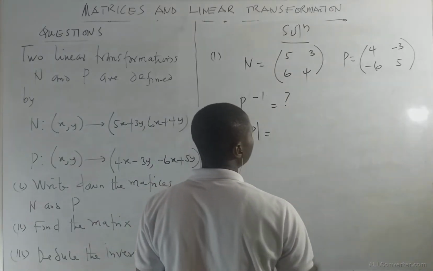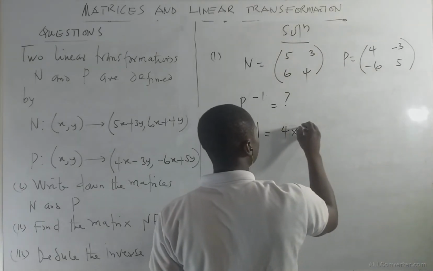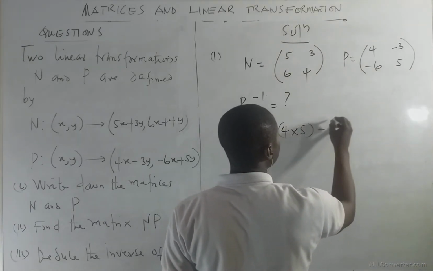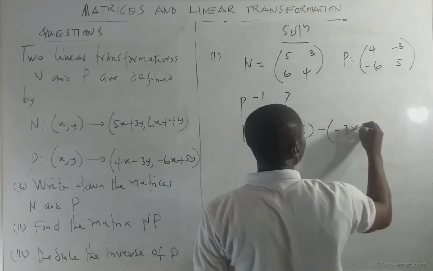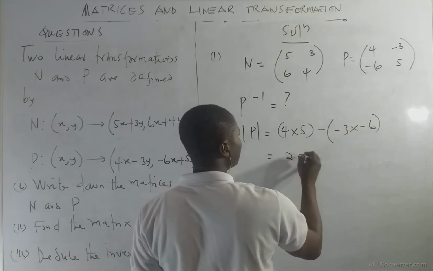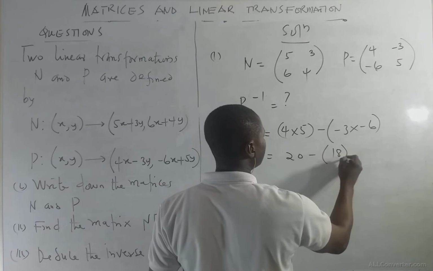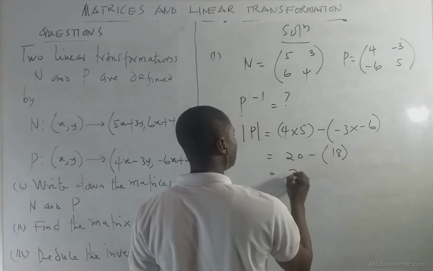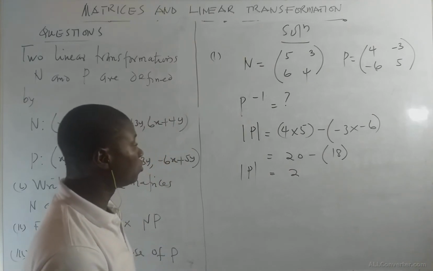The determinant of P is the first element times the fourth element, so 4 times 5, minus the second element, minus 3, times the third element. So 4 times 5 here will give you 20. Then minus 3 times minus 6 will give us positive 18. So 20 minus 18 will give us 2. That means that the determinant of the matrix P is equal to 2.